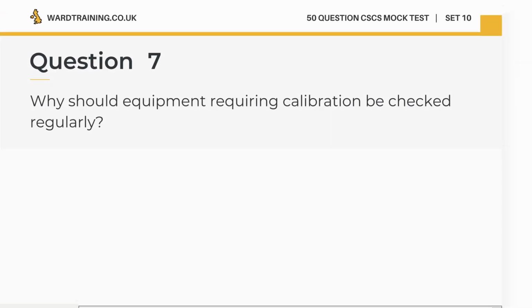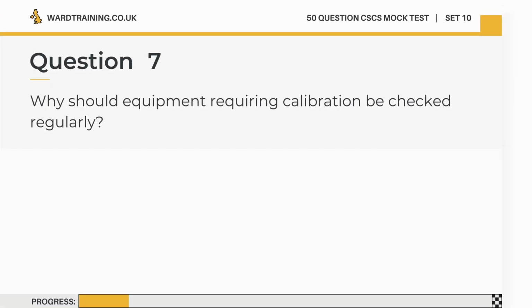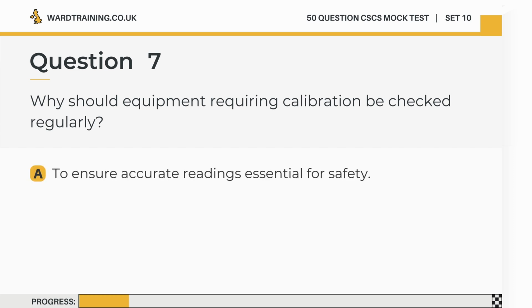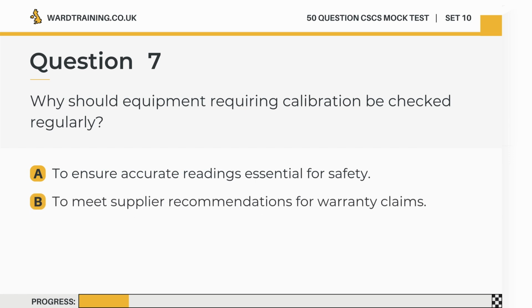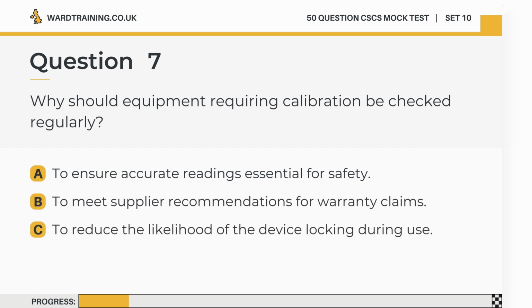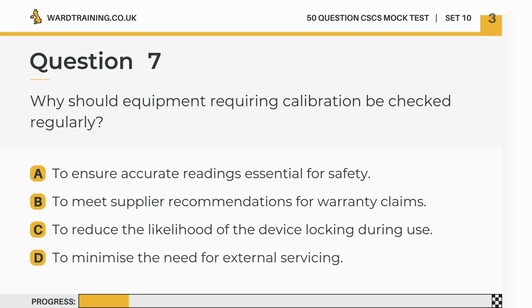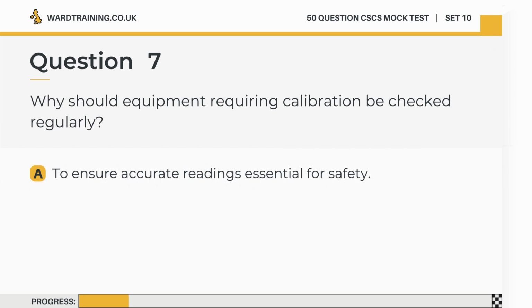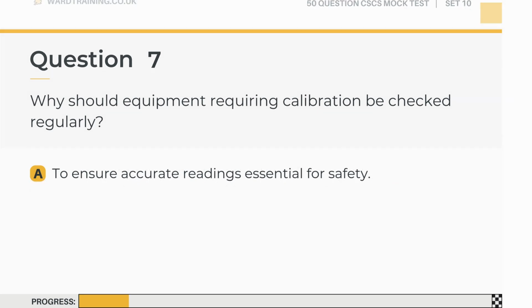Question 7. Why should equipment requiring calibration be checked regularly? A. To ensure accurate readings essential for safety. B. To meet supplier recommendations for warranty claims. C. To reduce the likelihood of the device locking during use. D. To minimize the need for external servicing. The correct answer is A. To ensure accurate readings essential for safety.